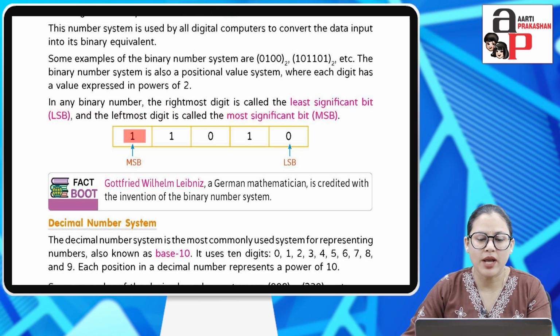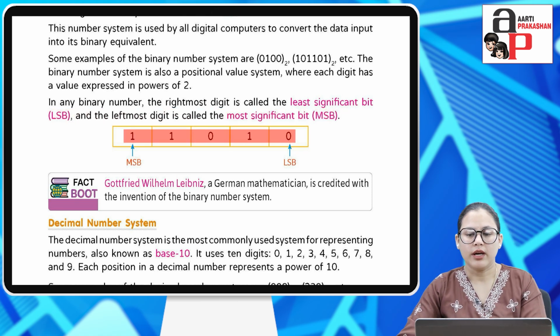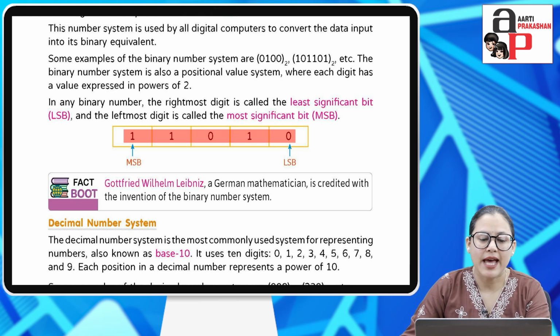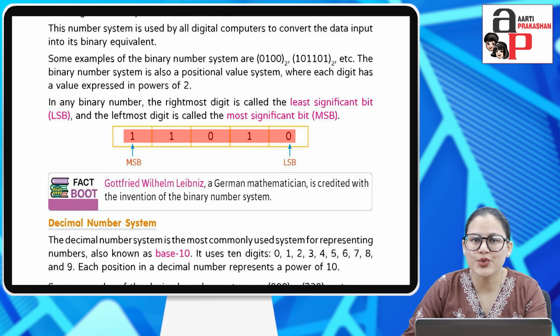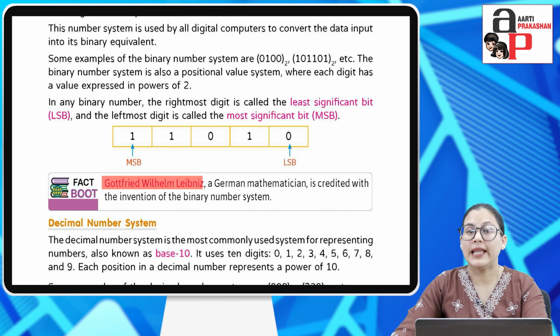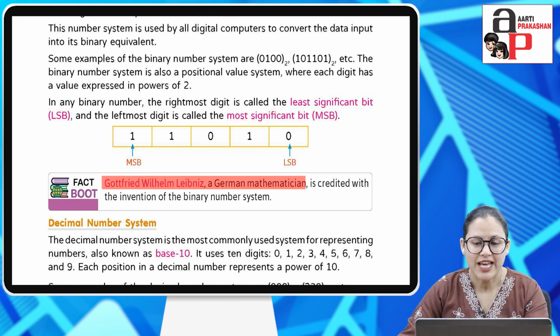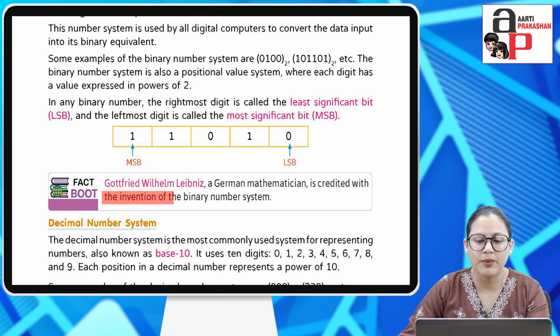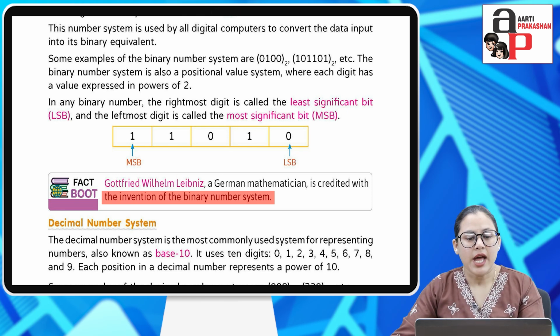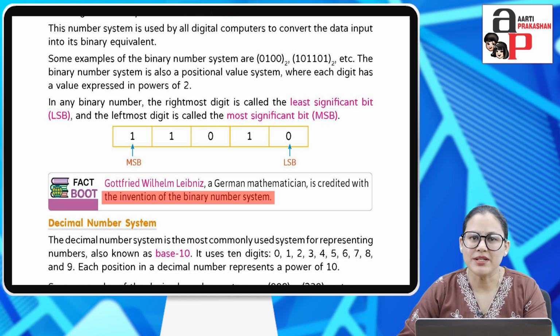So, for example, 11010. 0 is the rightmost digit, so it is known as LSB, and 1 is the leftmost digit, so it is known as MSB, that is most significant bit. Fact boot. Gottfried Wilhelm Leibniz, a German mathematician, is credited with the invention of the binary number system. So this German mathematician, Gottfried Wilhelm Leibniz, was the inventor of the binary number system.